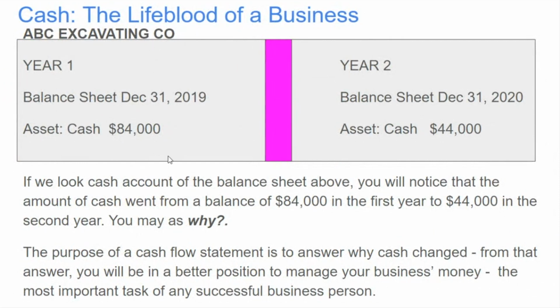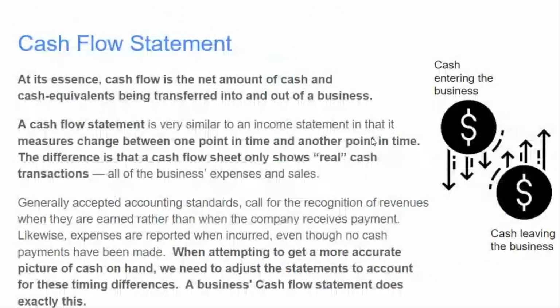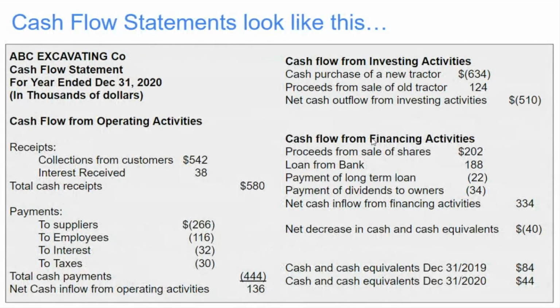Here's the purpose of this statement. Going back to the beginning here, I said, let's take the analogy of in the beginning of the year, there was $84,000 in the bank. At the end of the year or the beginning of the following year, there's $44,000. Why is there a $40,000 difference in the bank? What this statement does is it gives you a rationale for why this has changed.